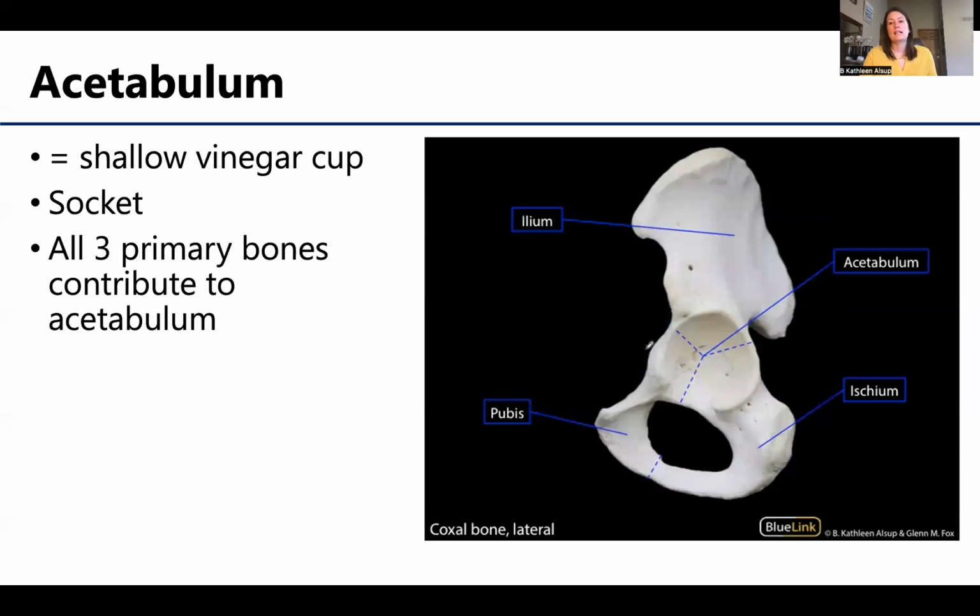And then last but not least, all three of those bones join in this general region, which is the acetabulum. And I put this here, this means the shallow vinegar cup. So easy to remember that, right? I always find that an interesting source in terms of the name here. And again, this is the socket component of the ball and socket joint that's forming the hip joint.